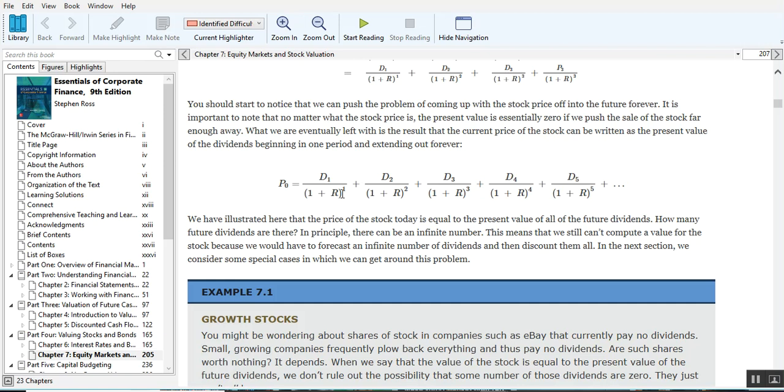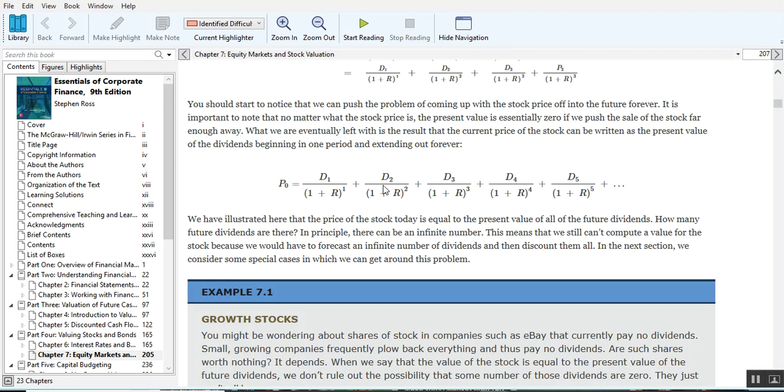So if we say at any given time we can look out into the future and see based on past history what this company's dividends are like, we can project those out into the future. So we could figure out the price of the share of stock in year 1 by just taking the dividend in year 1 divided by 1 plus the rate of return raised to the first power.